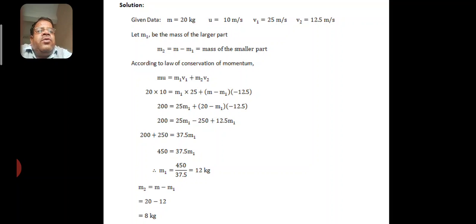200 equals 25 m1 minus 250 plus 12.5 m1. 200 plus 250 equals 37.5 m1. That is 450 equals 37.5 m1. Therefore, m1 equals 450 divided by 37.5, that is 12 kg. m2 equals m minus m1, that is 20 minus 12 equals 8 kg.